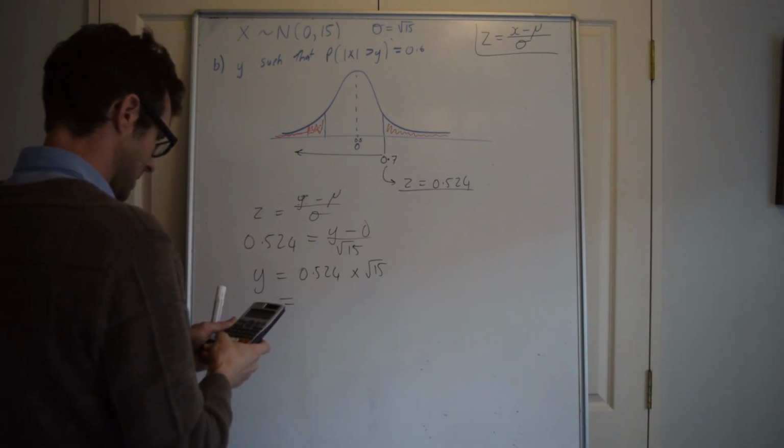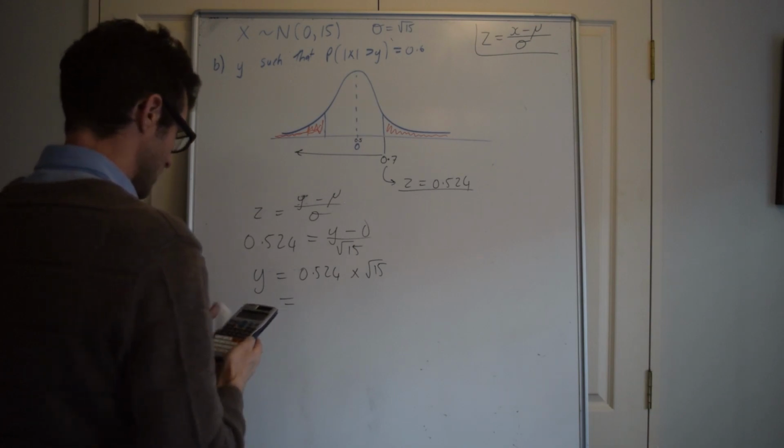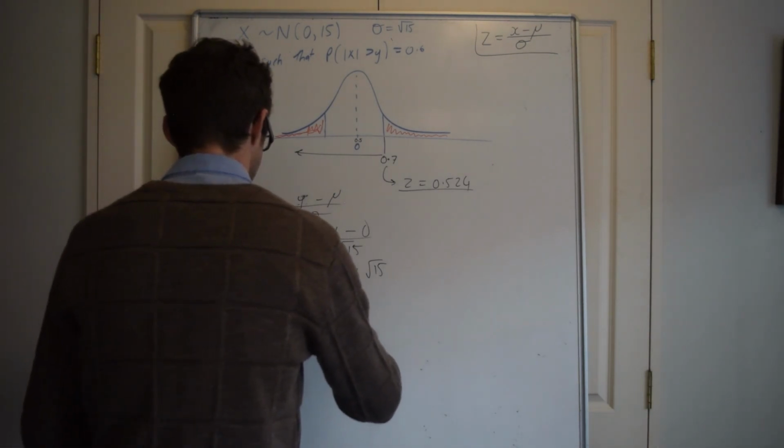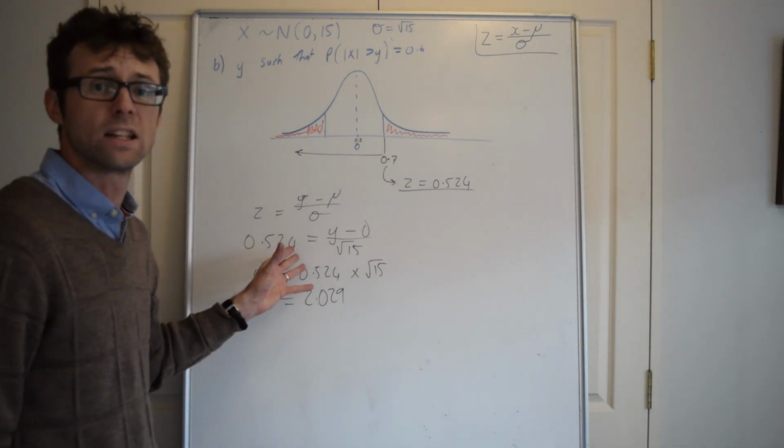0.524 times the square root of 15, I'm getting 2.029. Now, I believe that your answer book has a different answer. I'm pretty convinced that we're right.